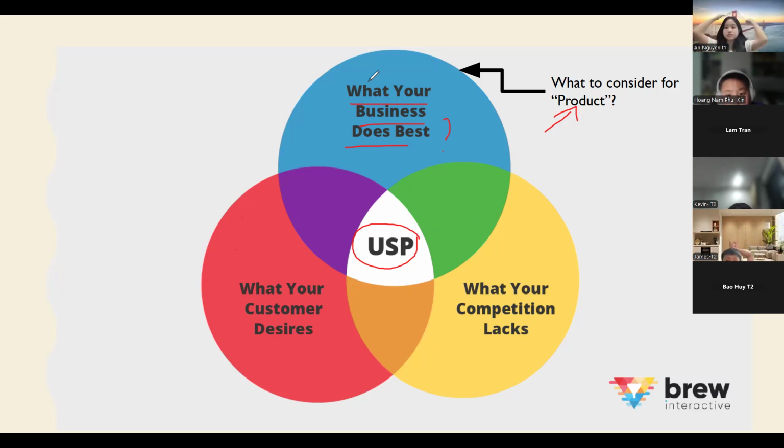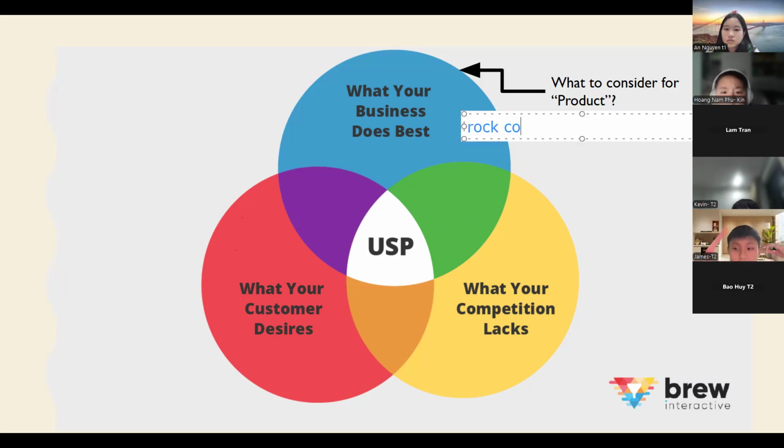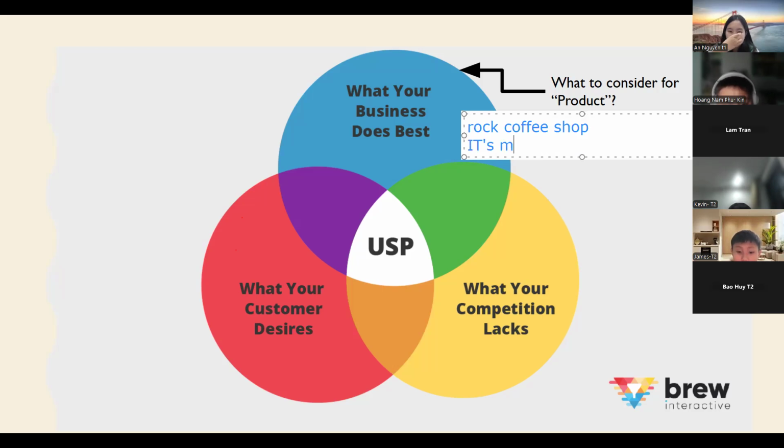So I will make an example and then you have time to do your own practice in teams about your product. I am going to open a coffee shop, but that coffee shop is a very special one. It's a rock coffee shop. So only rock music plays in my coffee shop. I give it the name of a very famous rock song, It's My Life, for example.